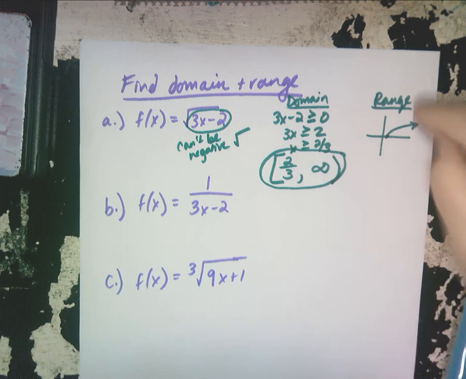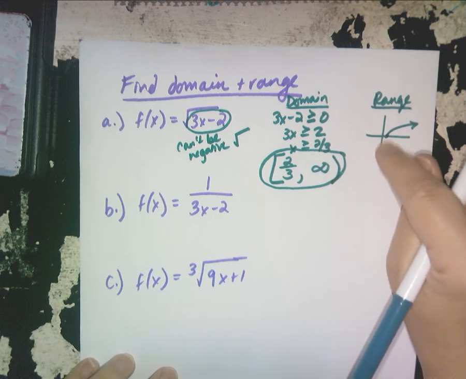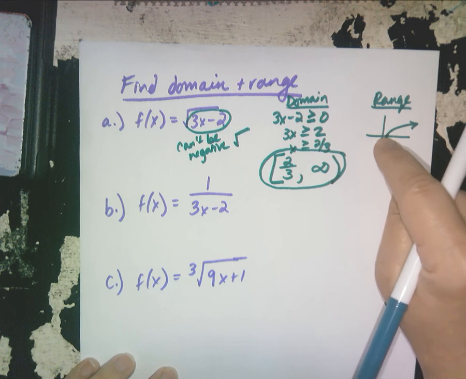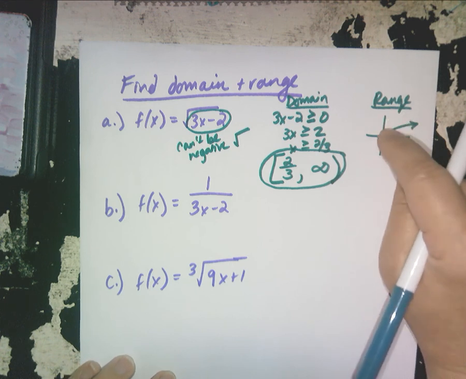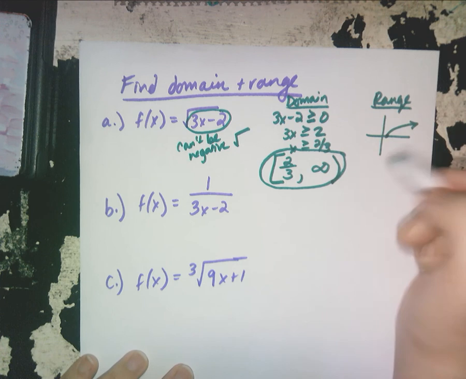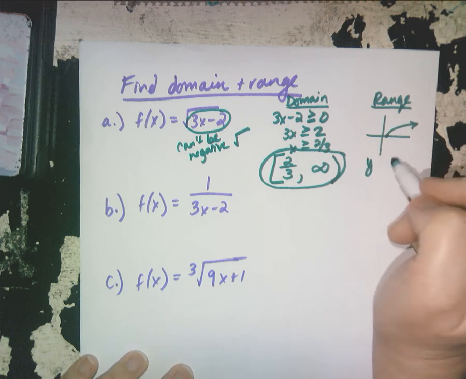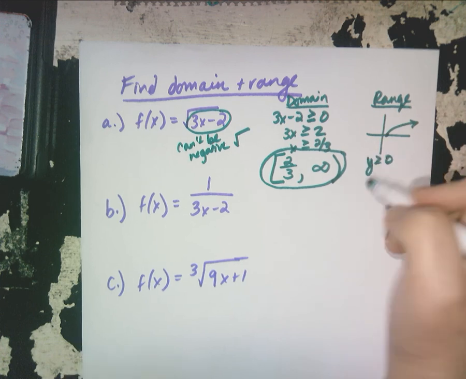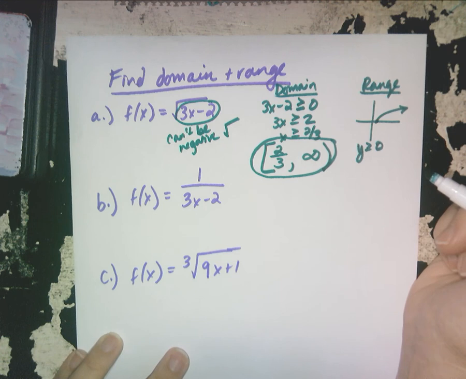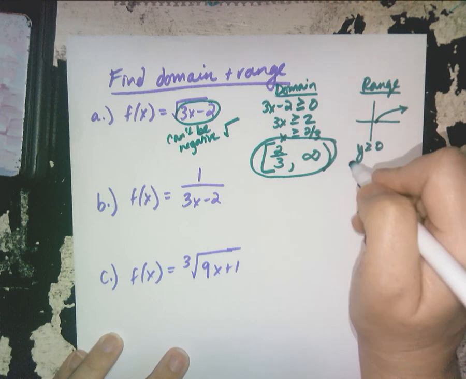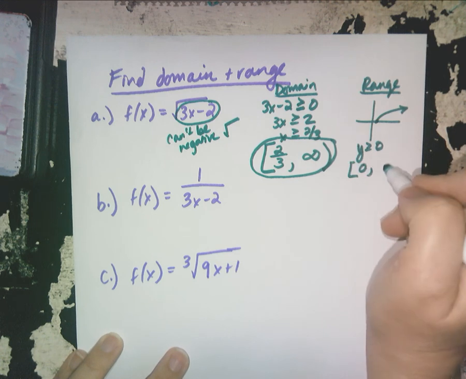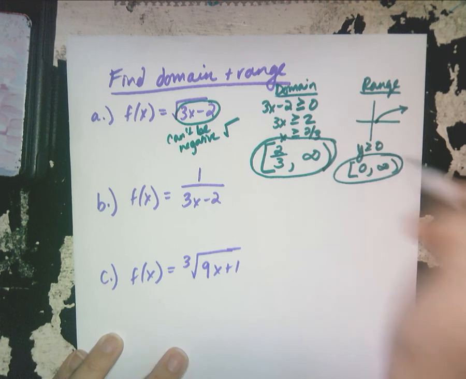What are my y values? Well, if you can see that there's nothing below what y number? Zero. So all my y's have to be greater than or equal to zero. So y has to be greater than or equal to zero. How do I write that? Bracket, zero, comma, infinity. There you go.